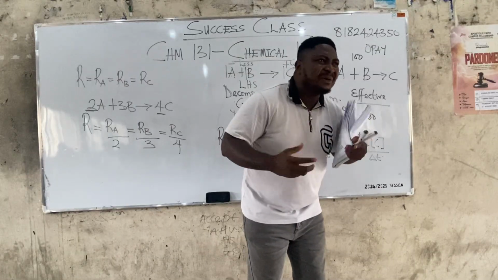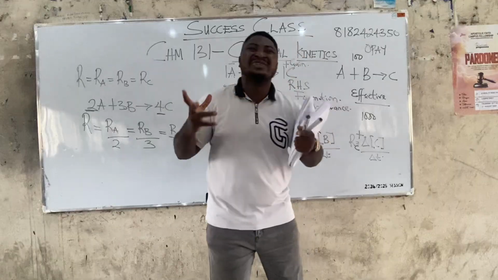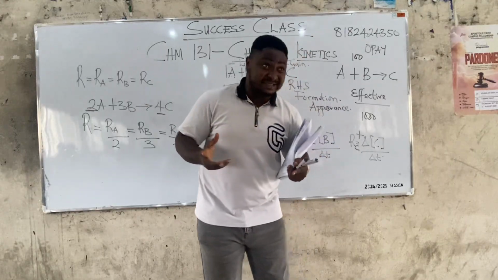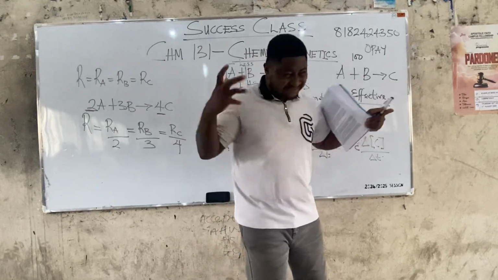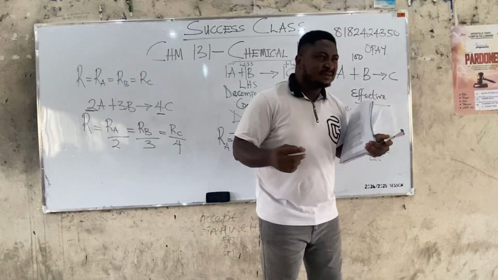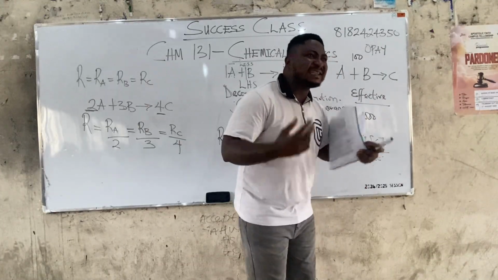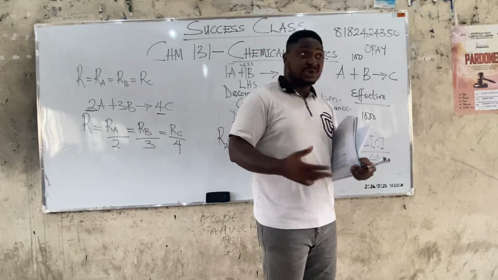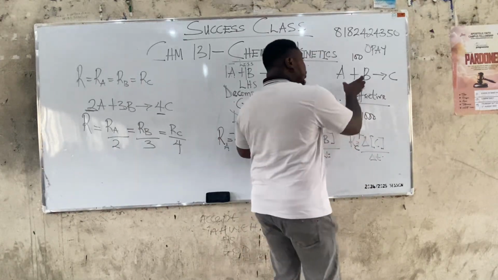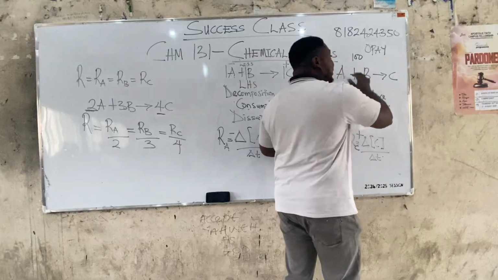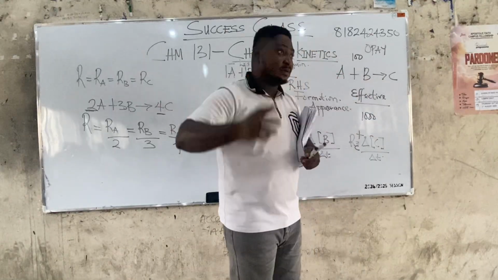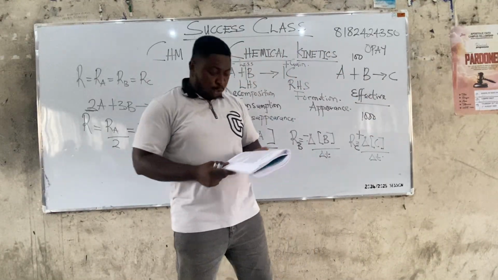Collision occurs faster because when you increase temperature, you increase entropy, the disorderliness of the system. And when you increase that, the molecules react faster. And when the molecules react faster, there's a higher chance of effective collision occurring. The more effective collisions occur, the more C is formed, and the more C is formed, the higher the rate of chemical reaction. Are we together, class?